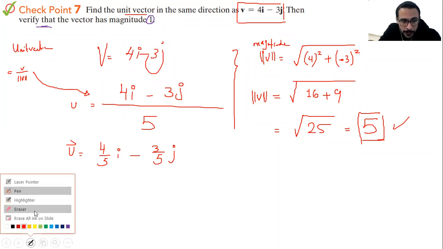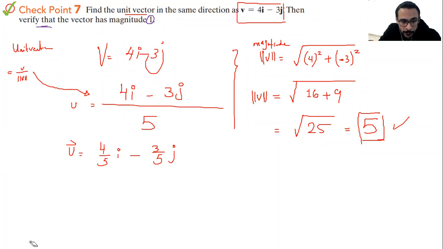Then show that, guys, we would like to show or prove that this is the unit vector. That's the first step. The second thing: it says to show that it has a magnitude of 1.